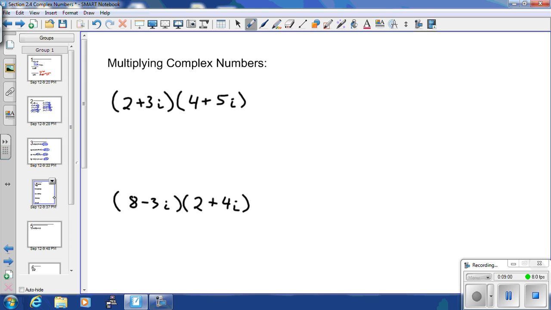We'll take a look now at when we multiply these things. Well, this works just like FOIL. So if I'm going to multiply this, I'm going to do FOIL basically. I'm going to take 2 times 4, that's 8. I'm just going to basically distribute. So 2 times 5i is 10i. I'm going to write this one out so we can see what's going on here. The inner products, 3i times 4 is plus 12i. And then at the end, 3i times 5i, that is 15i squared.